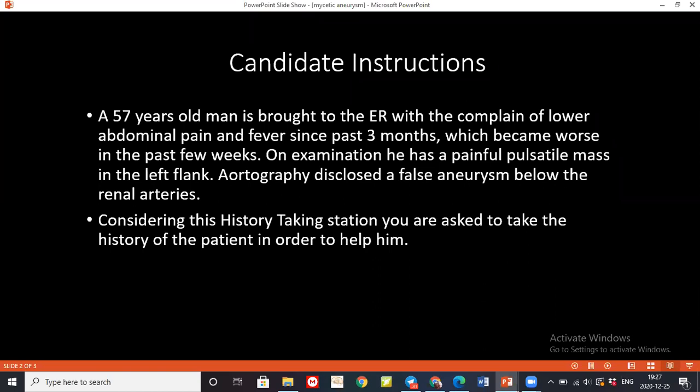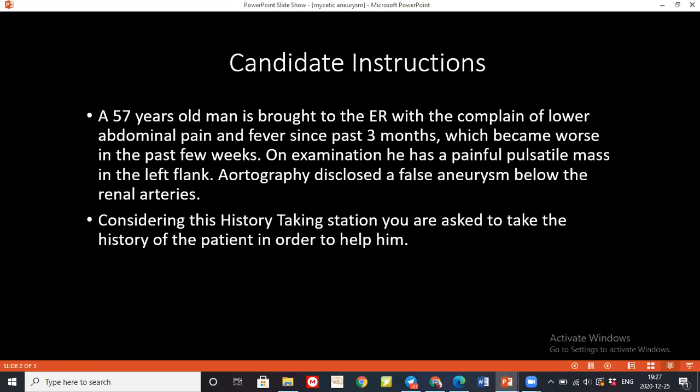So, doctor, I've been having this abdominal pain for the past 3 months now. That's why I'm here today. And it's getting worse. Really sorry to hear that. Can you please tell me more about this pain? When did it exactly start?